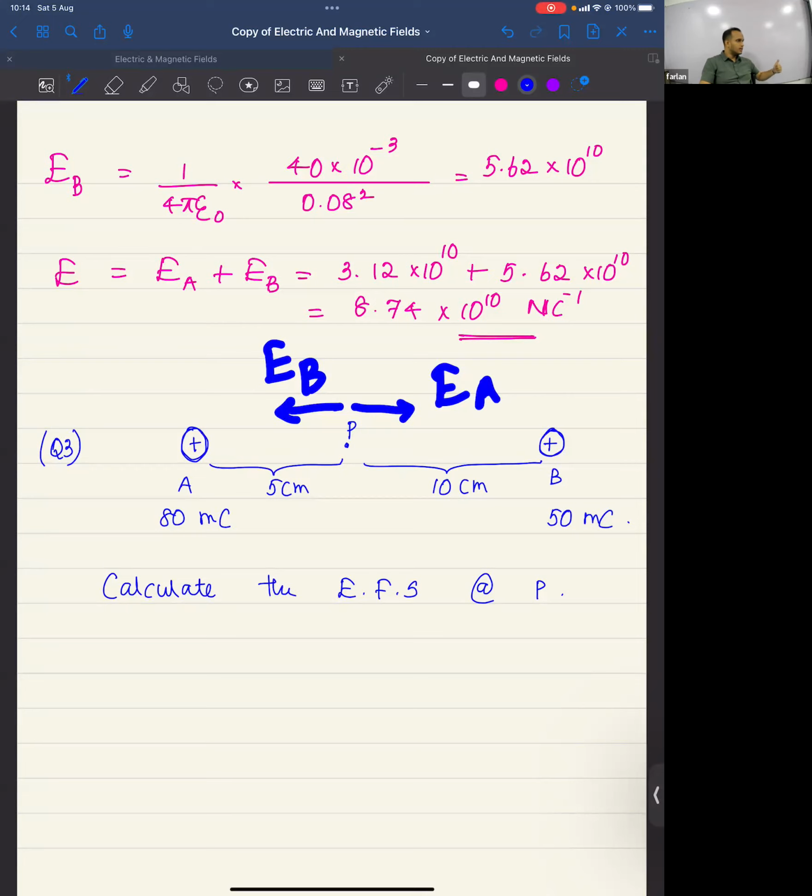So guys, now we'll find the EA and EB and we'll get the difference of the two. Okay, now we can't add them. The resultant electric field strength at P has to be either EA minus EB or EB minus EA, depending on who is bigger.